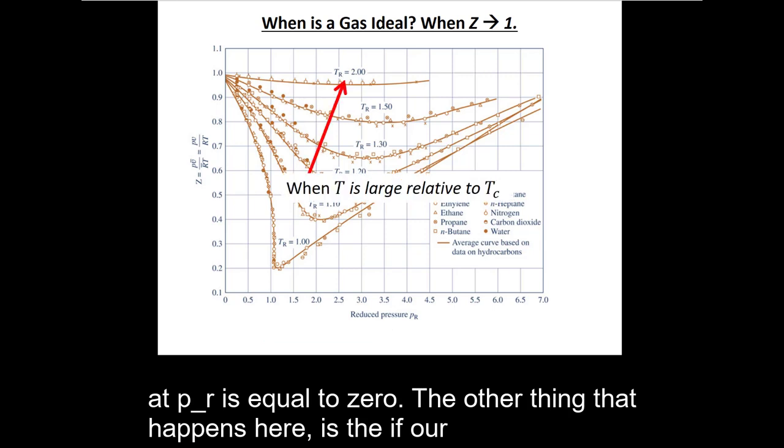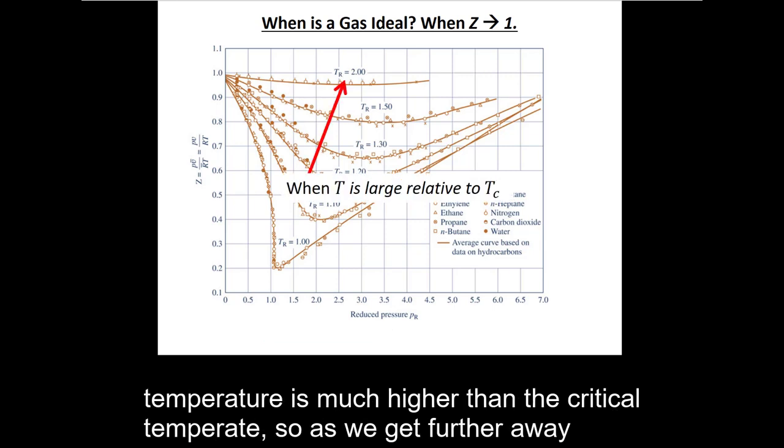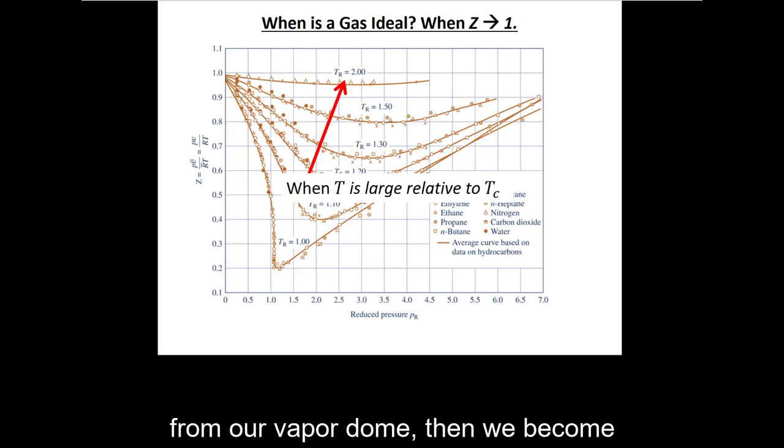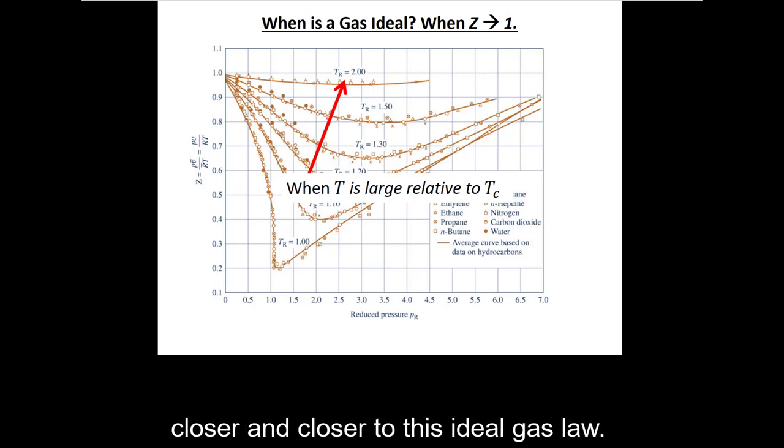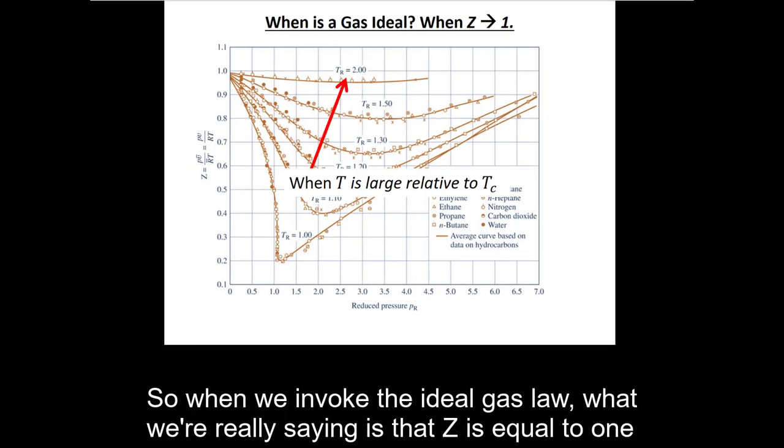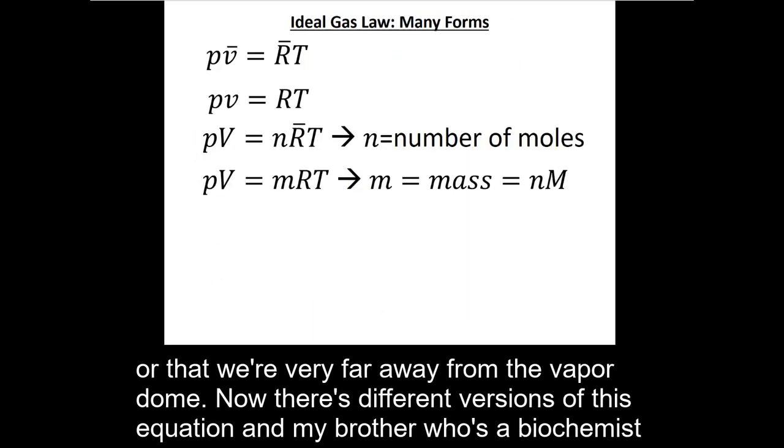The other thing that happens here is if our temperature is much higher than the critical temperature. So as we get further away from our vapor dome, then we become closer and closer to this ideal gas law. So when we invoke the ideal gas law, what we're really saying is that Z is equal to 1, or that we're very far away from the vapor dome.